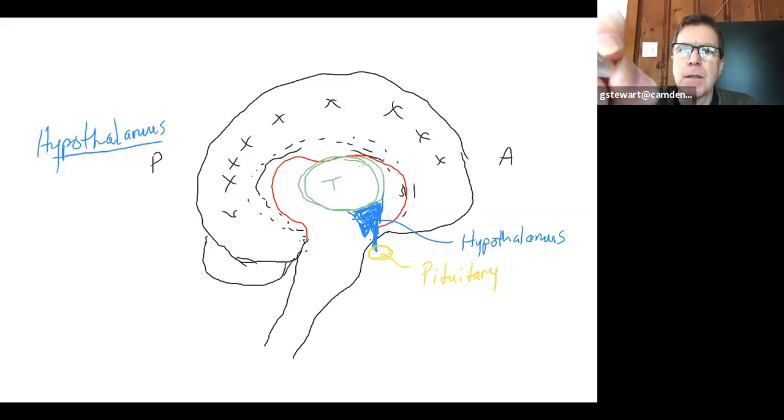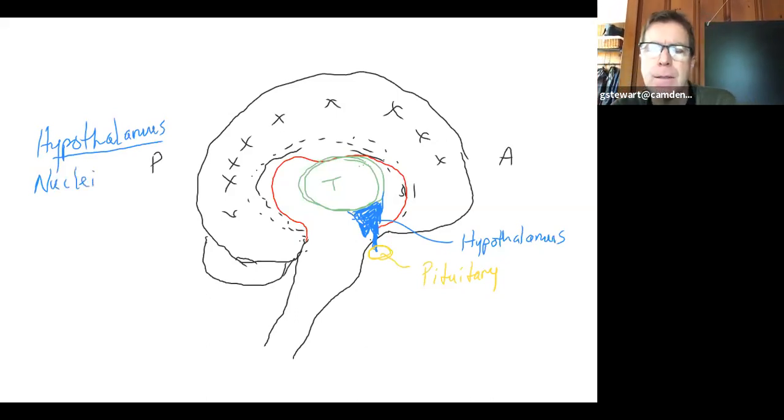It contains nuclei. Just to remind you what that means, it doesn't mean the nucleus of a cell. These nuclei, as we defined earlier, are collections, clusters of neuron cell bodies in the central nervous system. So largely the cerebral hemispheres are also made up of clusters of nuclei, but the hypothalamus has very specific separate nuclei within its tissue.